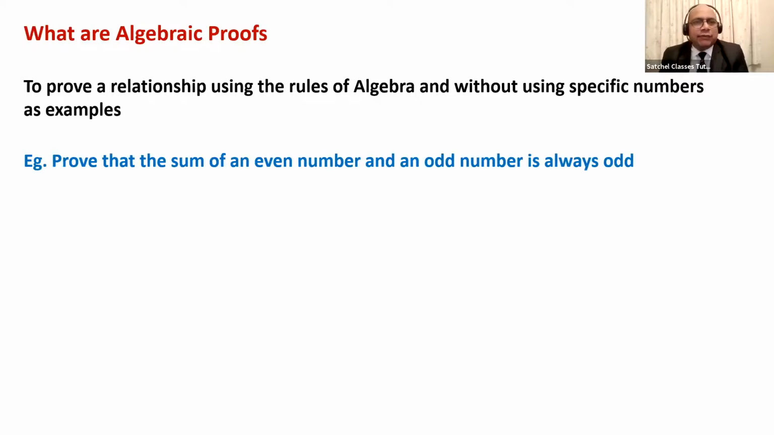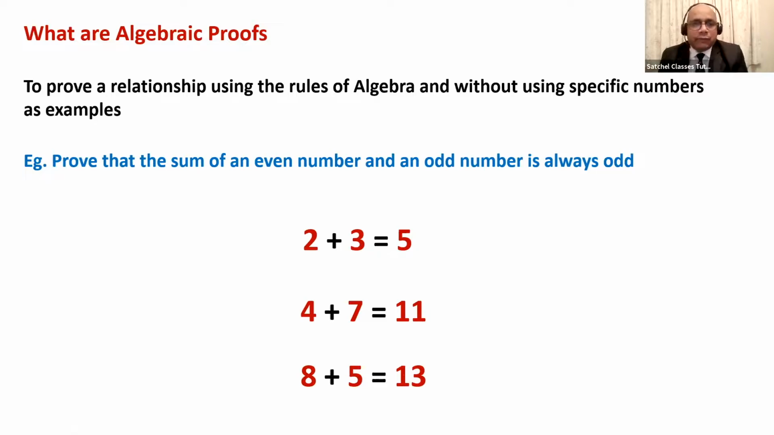Prove that the sum of an even number and an odd number is always odd. Now we all know we can use some random examples like 2 plus 3, an even plus an odd gives you 5, which is an odd. 4 plus 7, even plus odd gives you 11, which is again an odd. 8 plus 5, even plus odd gives you 13, which is an odd. So we can show using these specific numbers that even plus odd is odd.